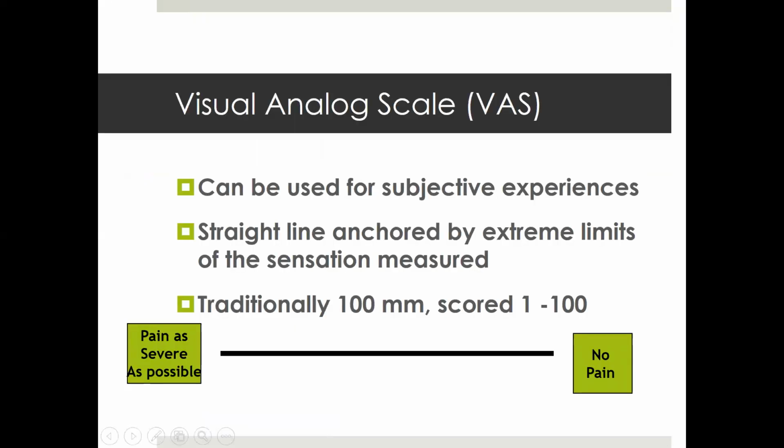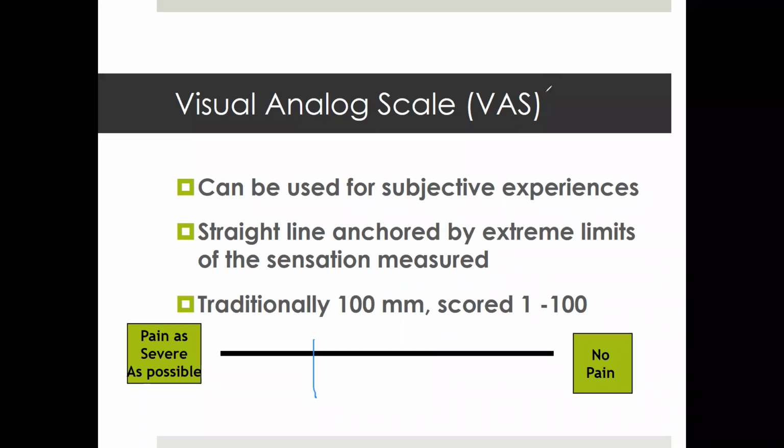The visual analog scale you should be familiar with because we use this as a pain scale often. This is when a scale is presented to a person visually and then they mark it somewhere along this 100 millimeter scale. They mark if they have no pain or pain as severe as possible. Then they put a line there, they mark that, and then the researcher goes ahead and measures and decides how many millimeters from the end was that mark.